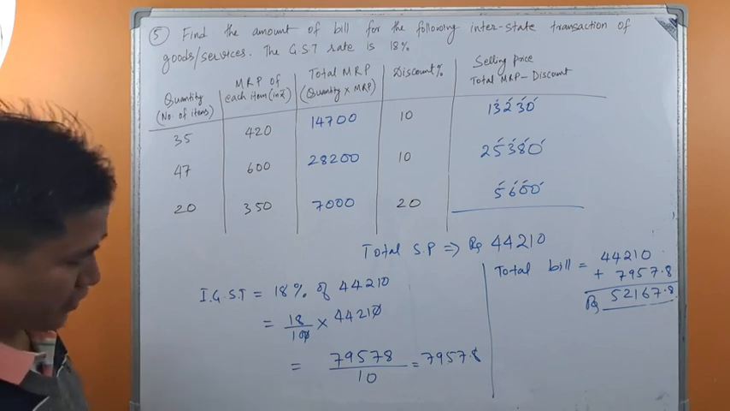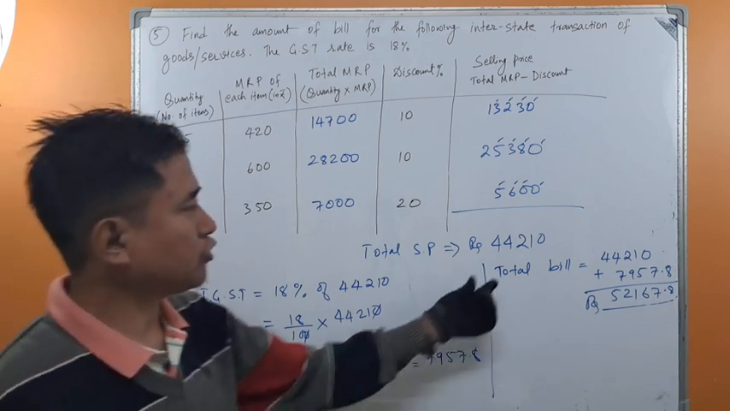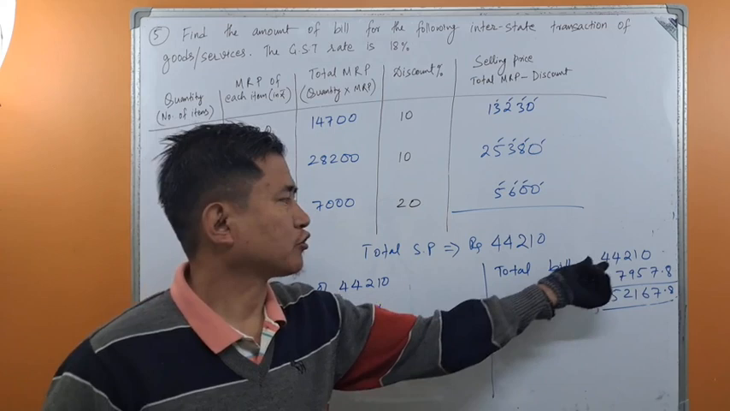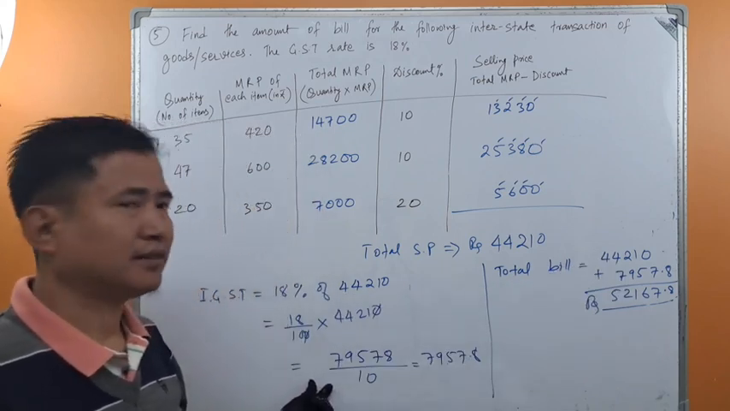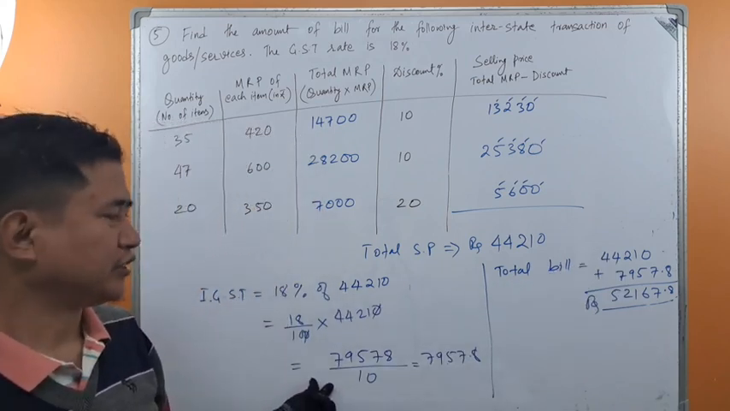Okay, I hope you got this. Total bill will be total selling price plus tax. Tax will be GST.